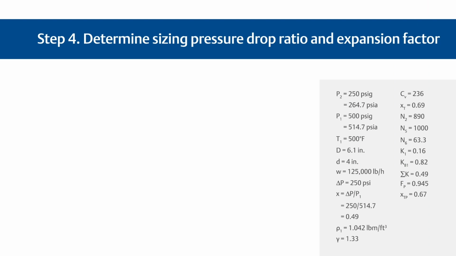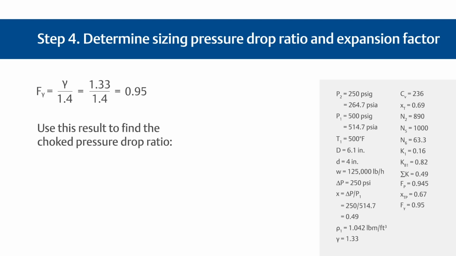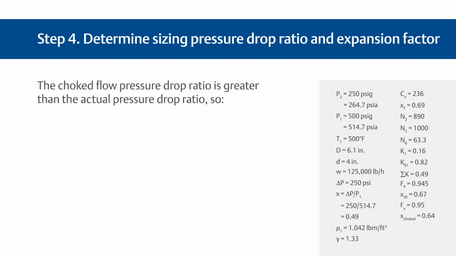Step 4. Determine the pressure drop ratio to use for sizing, or X sub sizing, and the expansion factor Y. Start by calculating the ratio of specific heats factor, F sub gamma. Use the standard F sub gamma equation, apply the gamma value of 1.33 for a value of 0.95. Use this result to find the choked pressure drop ratio. Use the standard equation, plug in the variables for a result of 0.64. The choked flow pressure drop ratio is greater than the actual pressure drop ratio, so X sub sizing equals X, which equals 0.49. Then plug in the variables to find the expansion factor, Y, for a result of 0.75.